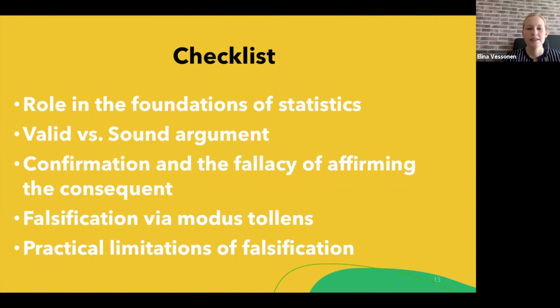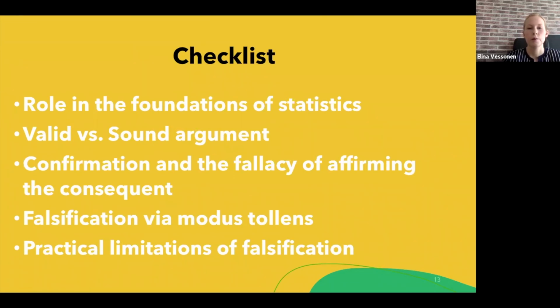The second thing that's important to remember is the distinction between a valid and a sound argument. So a valid argument is one where if the premises are true, then the truth of the conclusion follows. Whereas a sound argument is one where the premises are true, and then the truth of the conclusion follows by means of deductive reasoning.